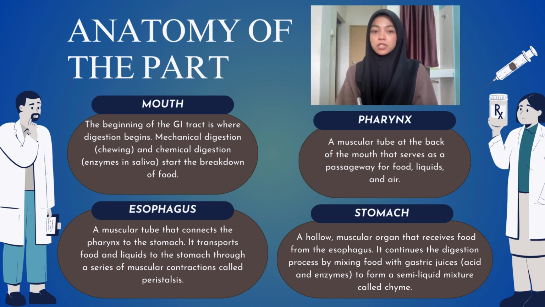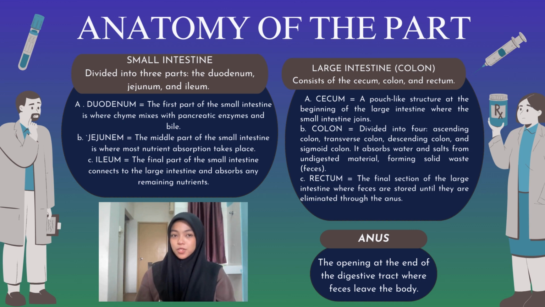Next will be our stomach. The stomach is a hollow muscular organ that receives food from the esophagus. It continues the digestion process by mixing food with gastric juice such as acid and enzymes to form a semi-liquid mixture called chyme. So, we'll proceed with our anatomy of the part and start off with the small intestine. The small intestine is divided into three parts: the duodenum, the jejunum, and the ileum. The duodenum is the first part where chyme meets pancreatic enzymes and bile. The jejunum is the middle part where most nutrients are absorbed. Third, the ileum is the final part of the small intestine and connects to the large intestine and absorbs any remaining nutrients.